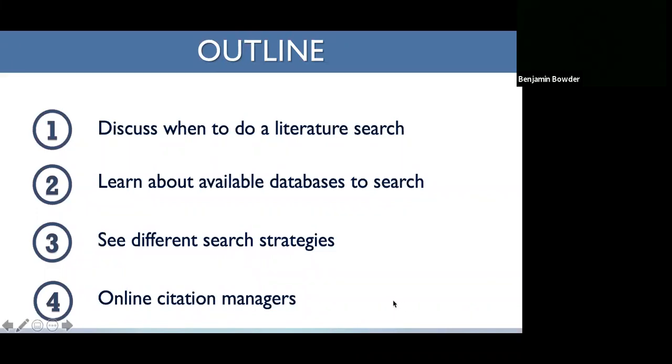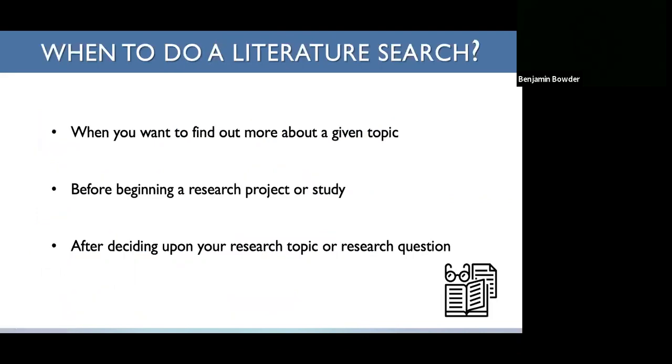So first we want to talk about when you want to do a literature search. Often you perform a literature search in clinical research when you want to find more about a given topic, and this doesn't have to be just research related. If you have a patient with a rare disease and you want to look up available treatments, it's helpful to be able to search the literature quickly if you're unfamiliar with the disease they're presenting with.